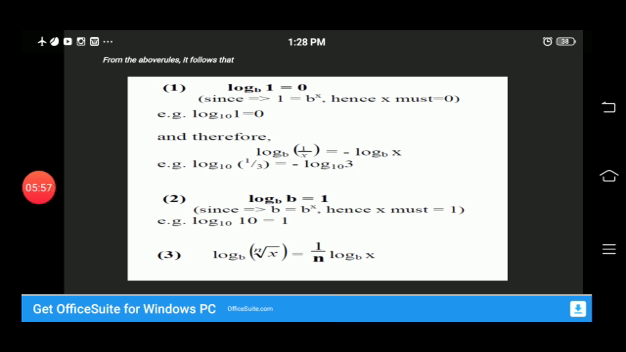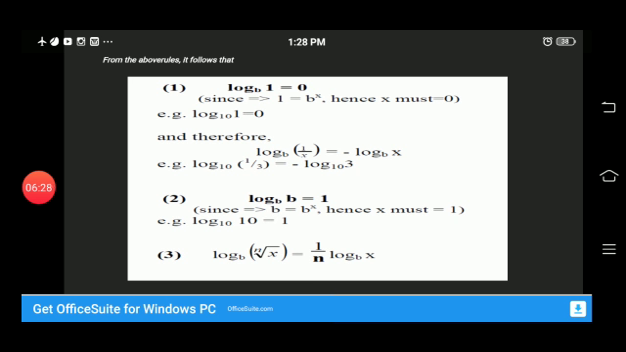Look, log of 1 is equal to 0. Always remember that log of 1 is equal to 0, and log of 1 over 3 is equal to, because 3 is going in the denominator, when we take it into the numerator its power would be minus 1. It would become log base 10 of 3 raised to power minus 1, and the minus 1 will come in the beginning of the log.